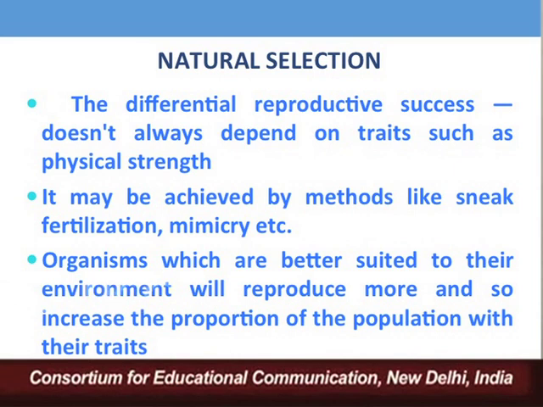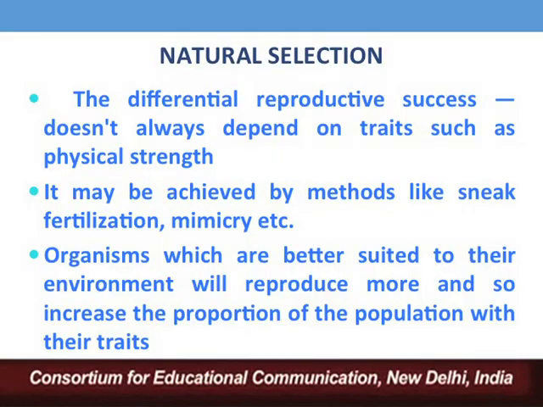Now the differential reproductive success, that is, the differential rate of reproductive success of different genotypes, does not always depend on the physical prowess or physical attributes of an organism. There might be organisms which are very well built, very fast, territorial, able to procure most of the nesting sites and most of the food. They might also be able to procure a mate, but they might not be fertile, or they might be harboring a gene combination which is detrimental to their progeny. In that case, those organisms are not fit.